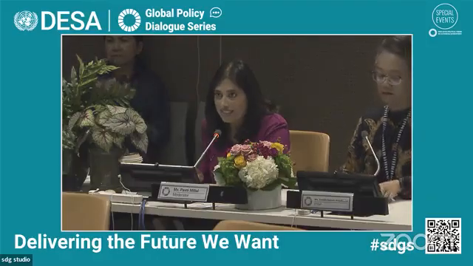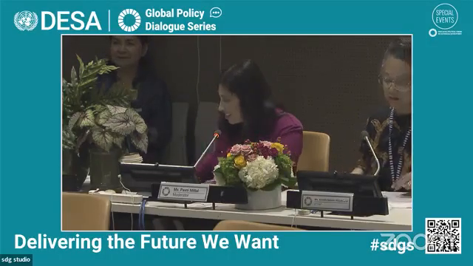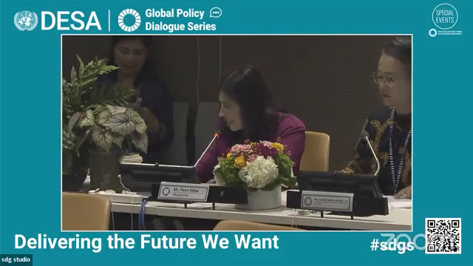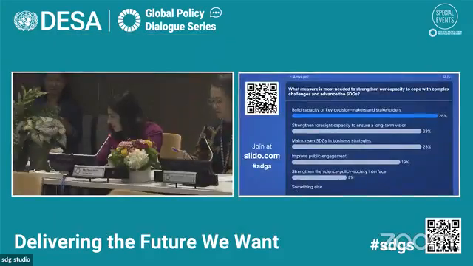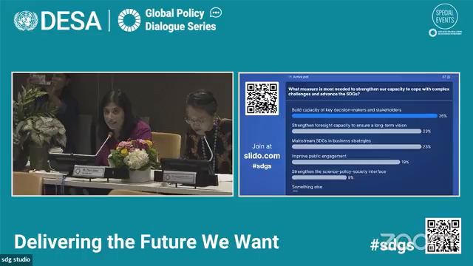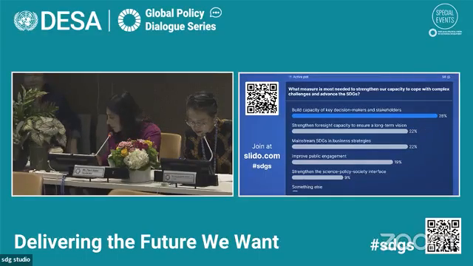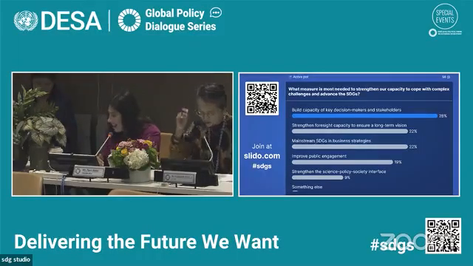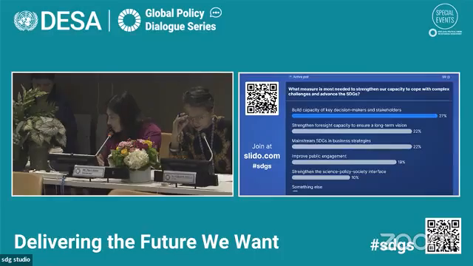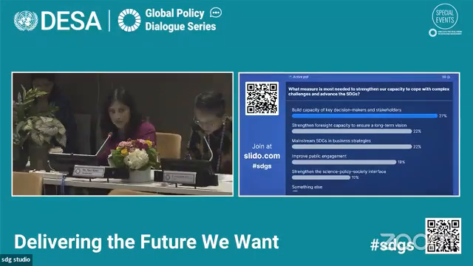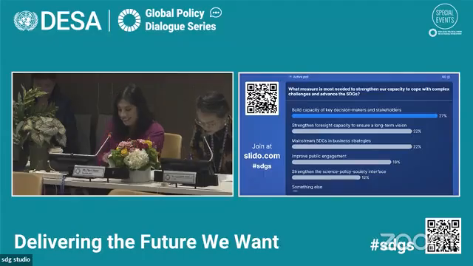Thank you for that. Let's take a look at our poll results. It's pretty close, actually. The winner we have here is build capacity of key decision makers and stakeholders. That's at 26%. And just below that, we have a tie between strengthen foresight capacity to ensure a long-term vision and mainstream SDGs in business strategies. So that is what the audience says.